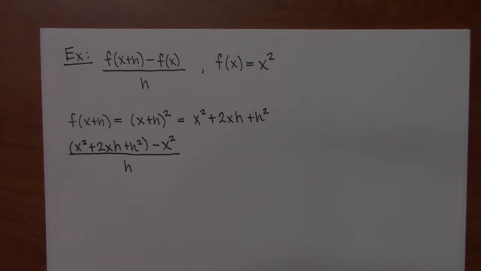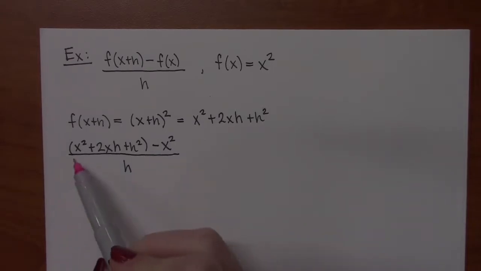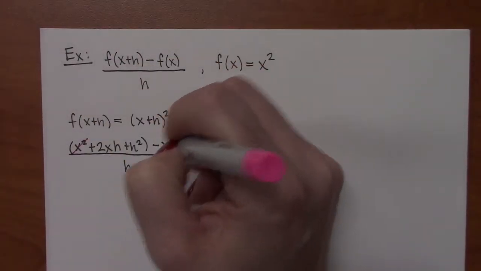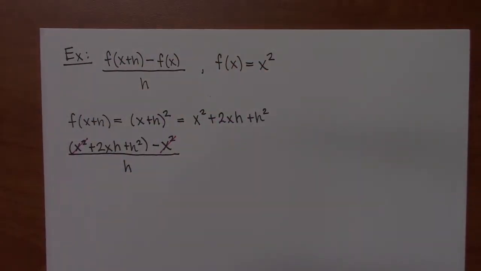We're not just going to ask you to build this. It's implied in the question that when we ask you to build the difference quotient, you have to simplify it completely. So if we look at this numerator, I can see that I have a positive x squared right here and a negative x squared right here. So those are going to cancel each other out.